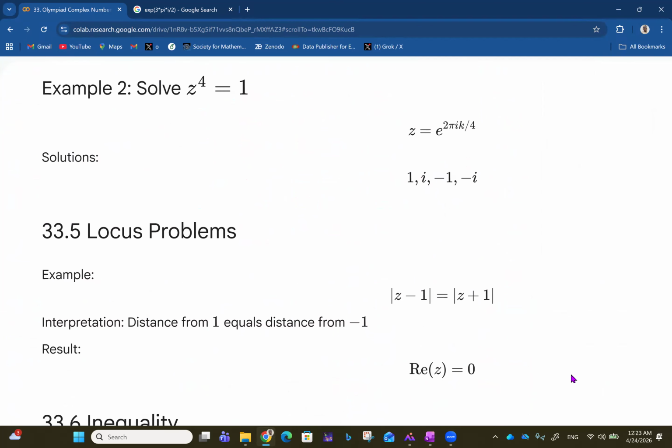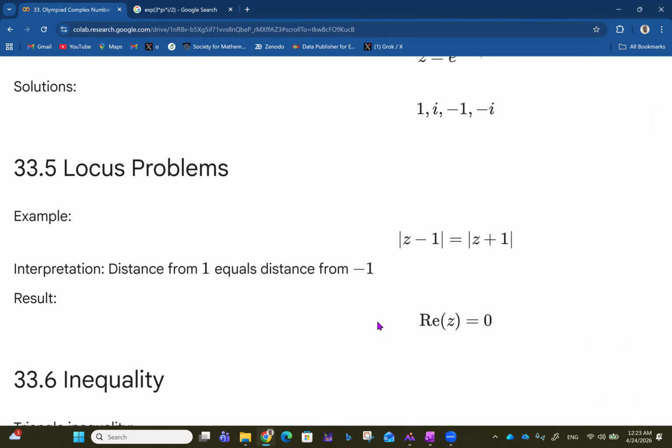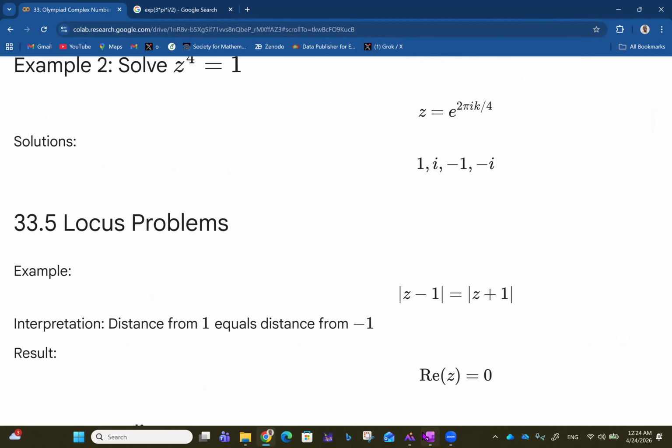So then we talk about locus problems now. So we talked about locus. A locus is actually a set, it obeys a set of rules, right? So if you imagine the example of absolute value of z minus 1 equals absolute value of z plus 1, the interpretation here is that the distance from 1 equals distance from minus 1. And the result is that the real part of z is equal to 0 in this case, right? So that's an example of a locus problem. So let's see. Let me do that and see what happens.